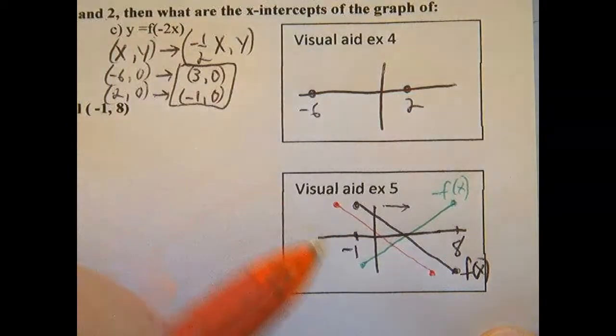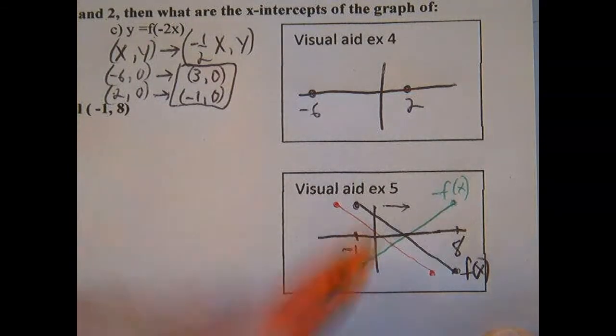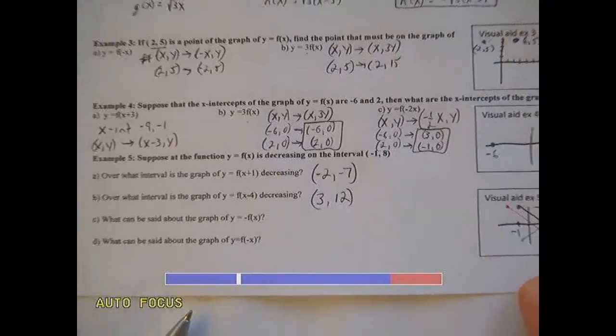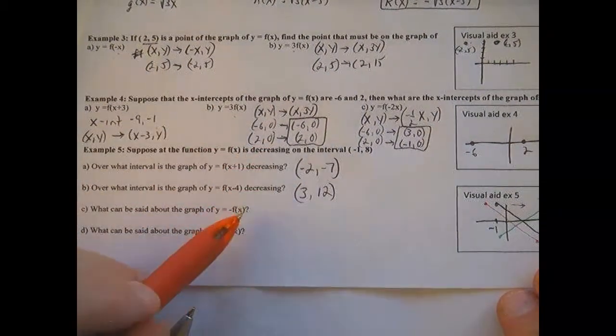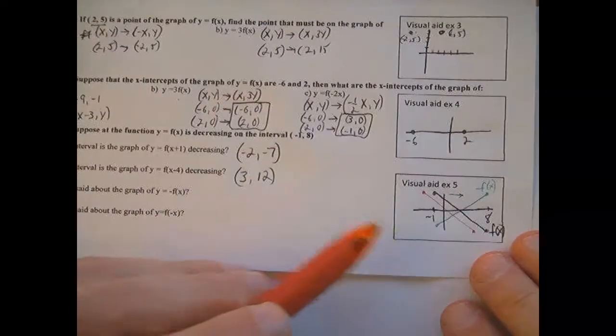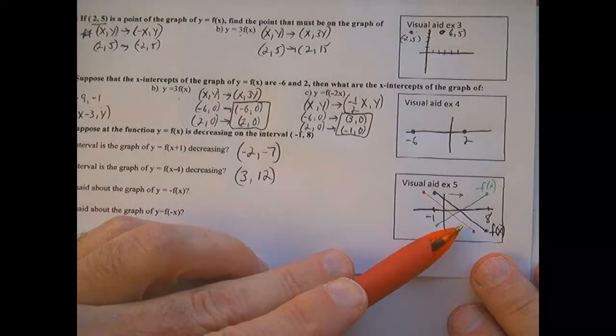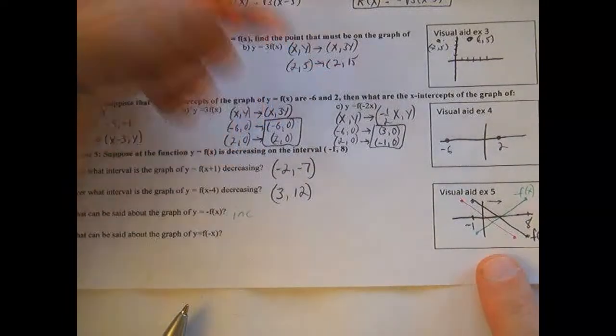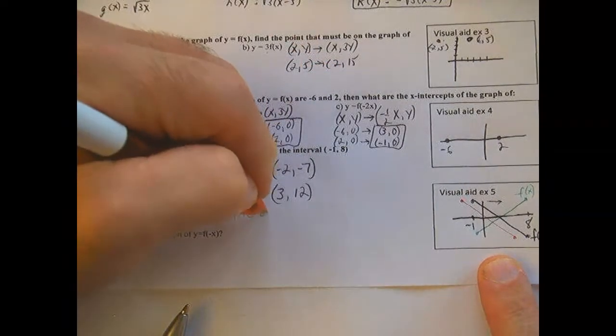So what do we know about it? The question is vague. Notice the question doesn't say where it is decreasing, because we don't know that. But what we do know is that it's increasing over the same interval that f of x was decreasing. So it is increasing on the same interval from -1 to 8.